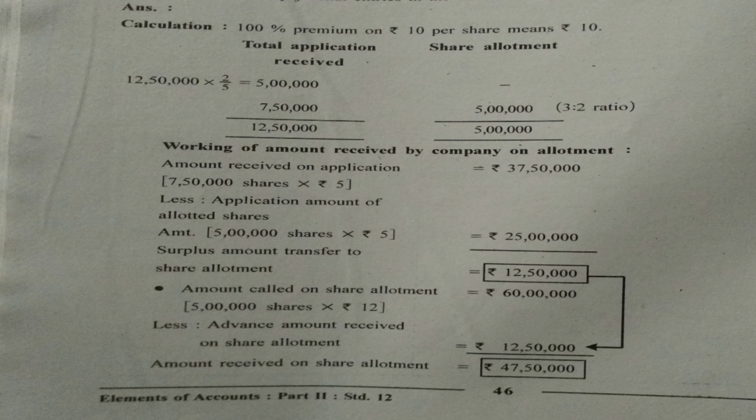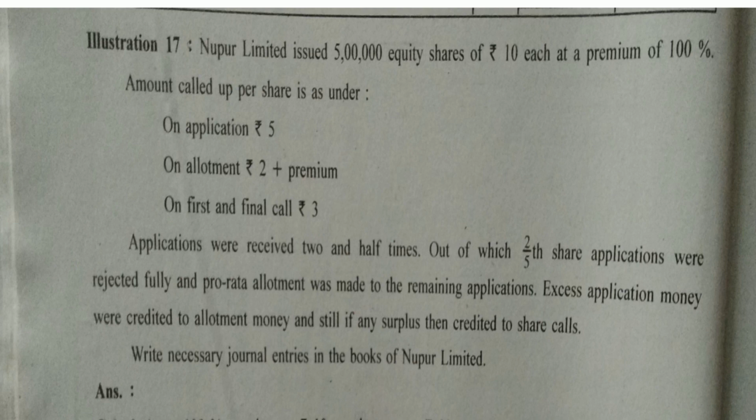Try to understand. This is the explanation. On page number 46, explanation is given. Here it is about premium firstly. And here total applications received. It is 12,50,000. They say it is 2.5 times of 5 lakh. So 2.5 times of 5 lakh is 12,50,000. Further, let us read the question. Out of which 2/5 share applications were rejected fully and pro rata allotment was made to the remaining applications.